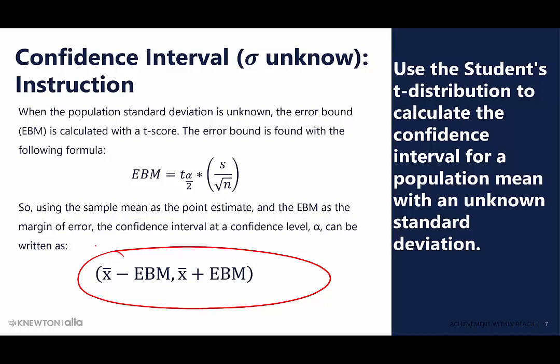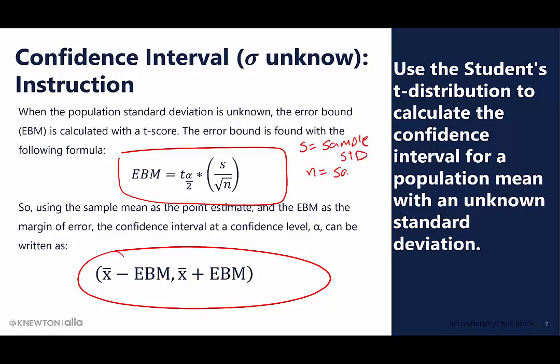Well, what is your margin of error? Your margin of error, or the error-bound mean, is that t-score that we just practiced on how to calculate, multiplied by s over the square root of n. It's probably been a while since we talked about that, but s is your sample standard deviation, and n is your sample size.